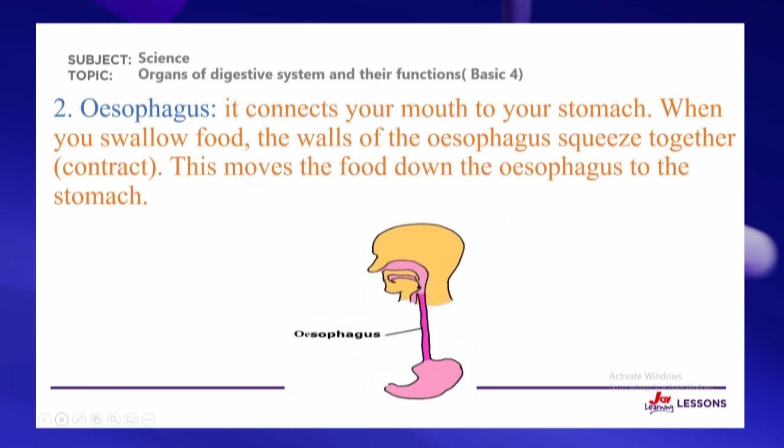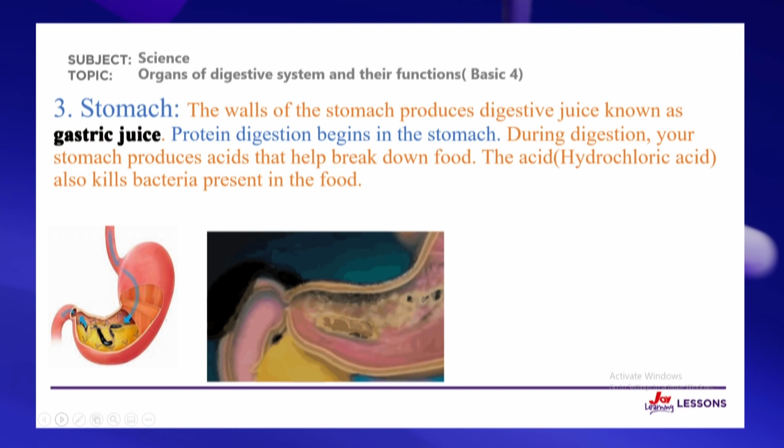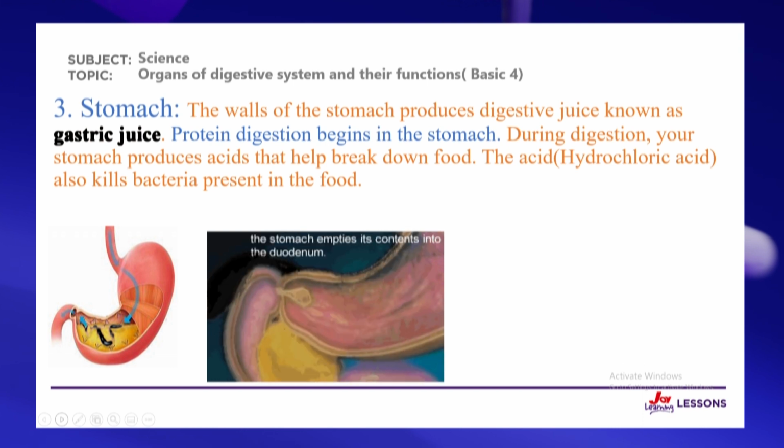The second part is esophagus. The esophagus connects your mouth to your stomach. When you swallow food, the walls of the esophagus squeeze together, and this moves food down to the stomach. Another name for esophagus is gullet, G-U-L-L-E-T, or food pipe. That is where food passes.